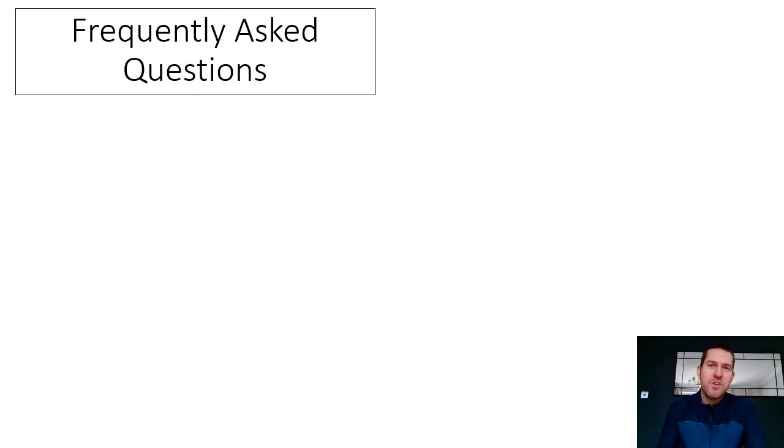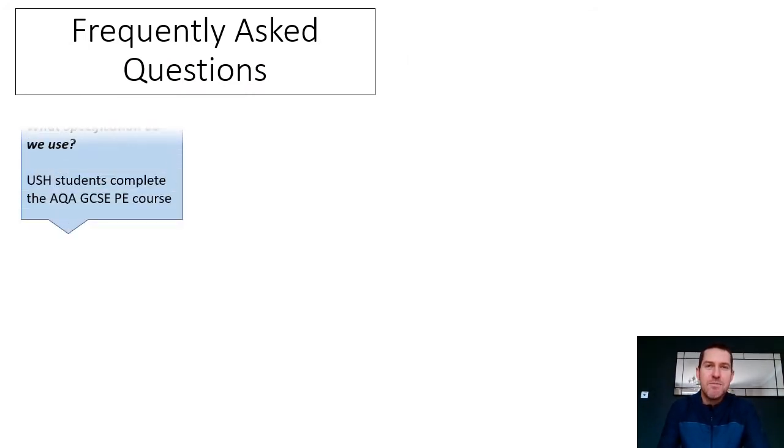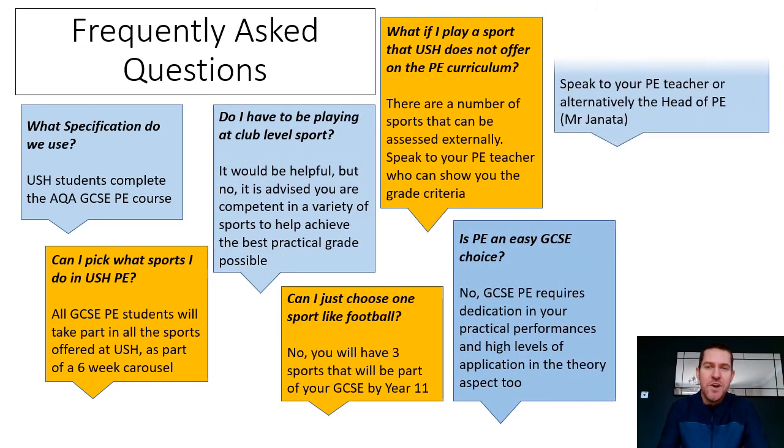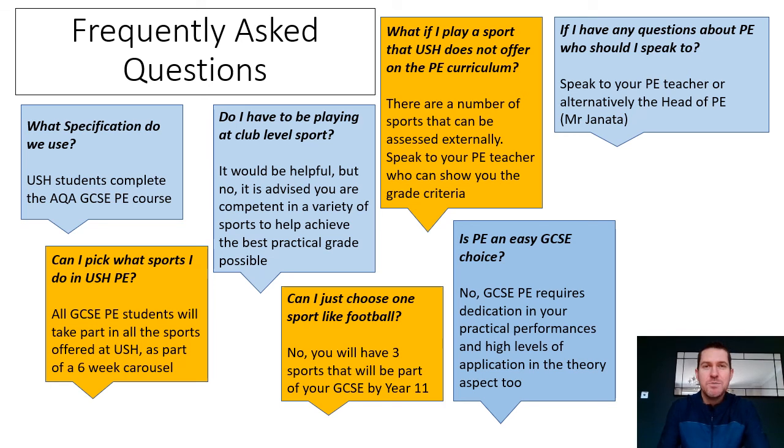And the final slide I'm going to show you is just some frequently asked questions that students and parents sometimes may have in regards to PE, and they're up here right now. You can see in terms of the specification that we use, we look at AQA PE. Can I pick what sports I do in the USH PE curriculum? Well, ultimately we work on a 6-week carousel. So within GCSE PE, you'll do all the sports that we offer within PE, and ultimately from there you'll then pick your 3 best grades as part of your practical performances.